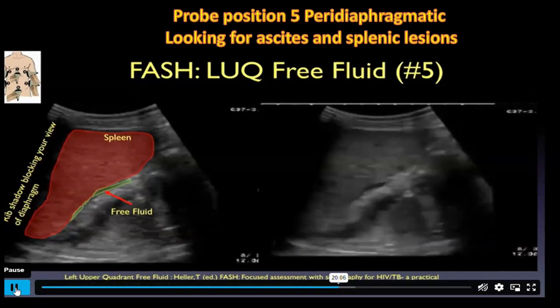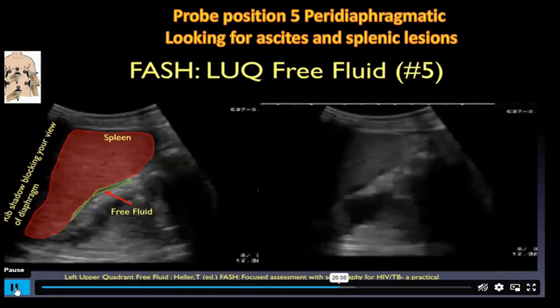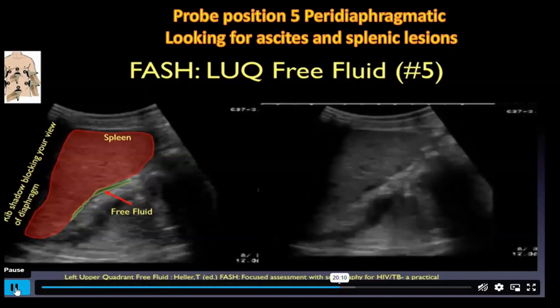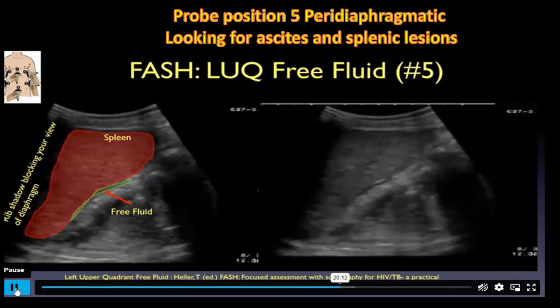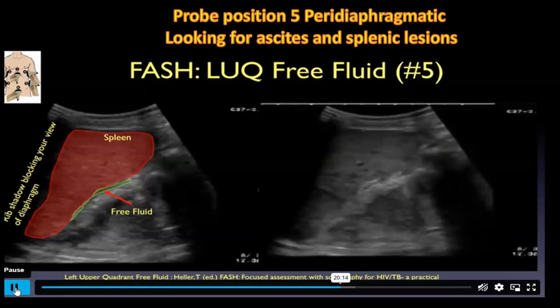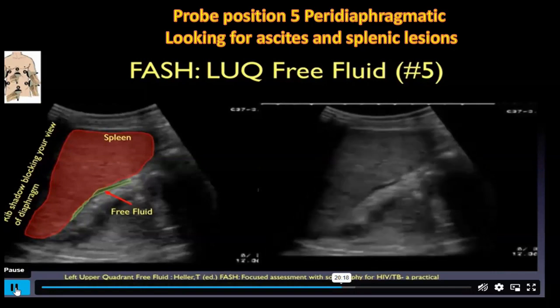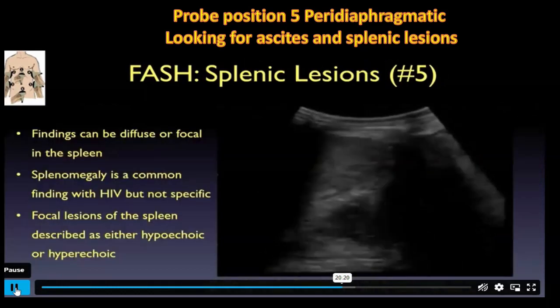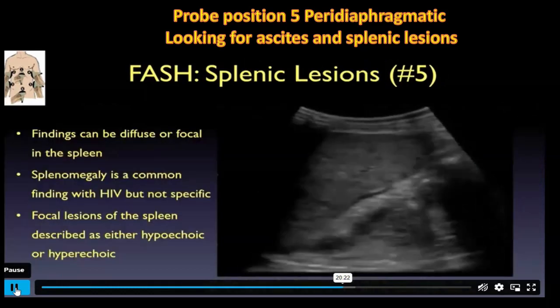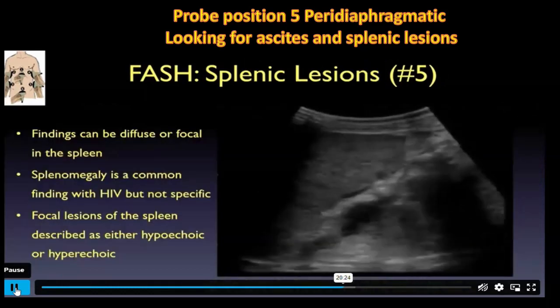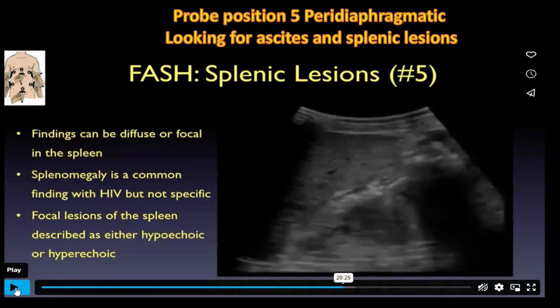Looking for the splenic lesions, you might notice hypo, so dark, or hypoechoic lesions. And then anything more than 0.5 centimeters is diagnostic and should make you think about disseminated TB.